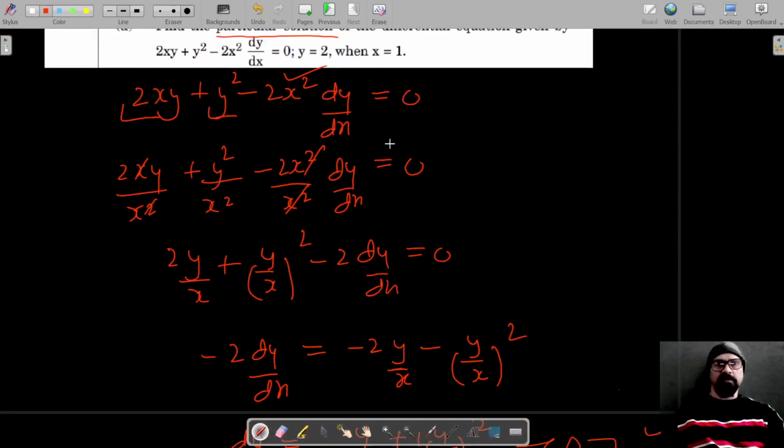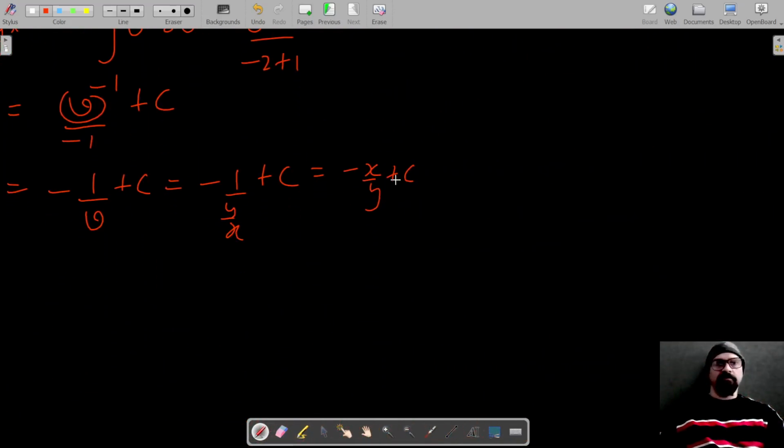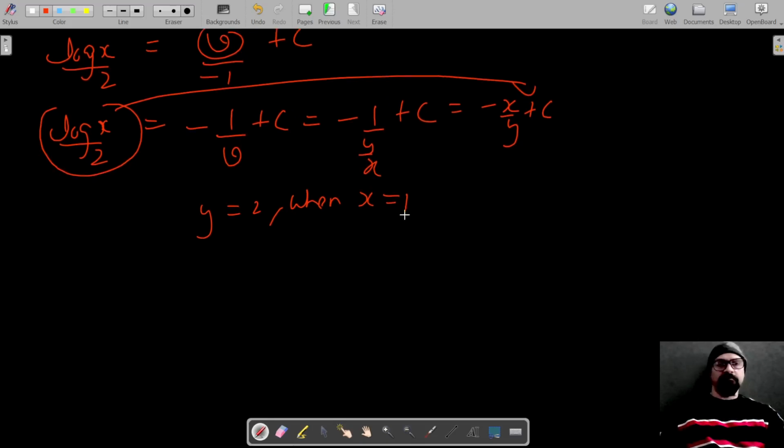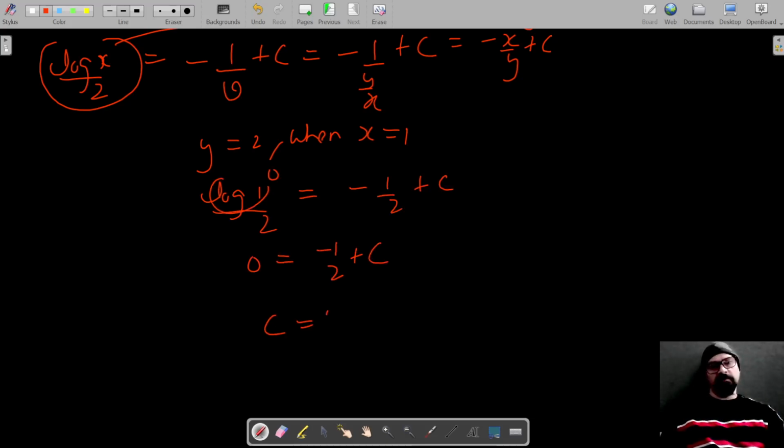It's given in the question that y is equal to 2 when x is equal to 1. So let's put in the values here. So x is 1, so this is log 1 by 2 is equal to negative 1 by 2 plus c. Log 1 is 0, so this is 0. Negative half plus c, which gives me c is equal to negative half.